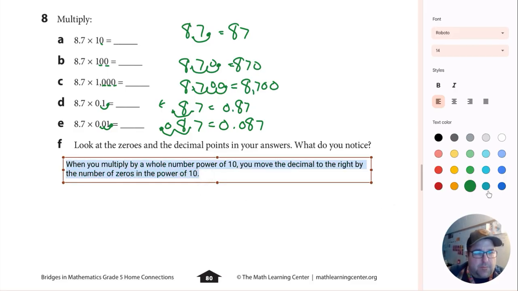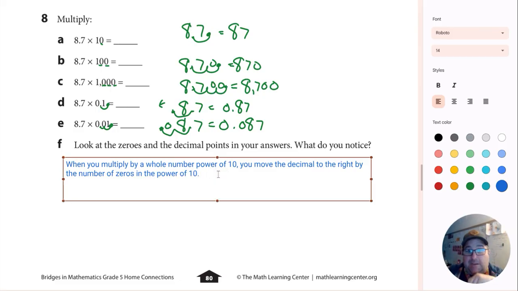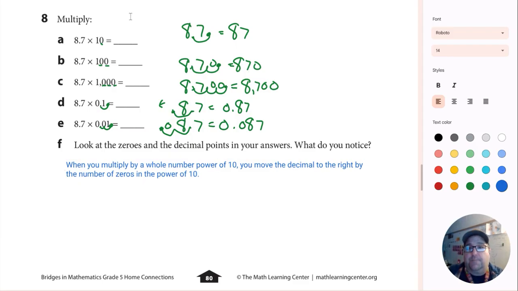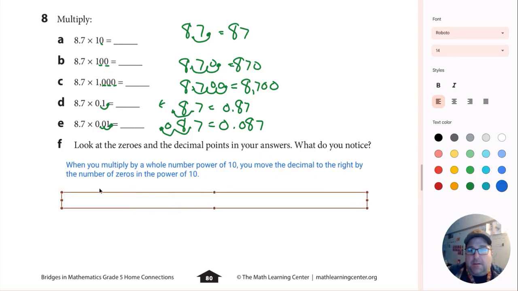Let's change this to blue or something. Just change it up a little bit. Okay. Now, that's if it is larger, right? Now, for D and E, what if it's less than 1? If it's less than a whole number, we're kind of doing the opposite, if you want to think of it that way. Drag this over here. So for that one, when you multiply by a power of 10 less than 1, you move the decimal place to the left the number of digits past the decimal. So similar idea.